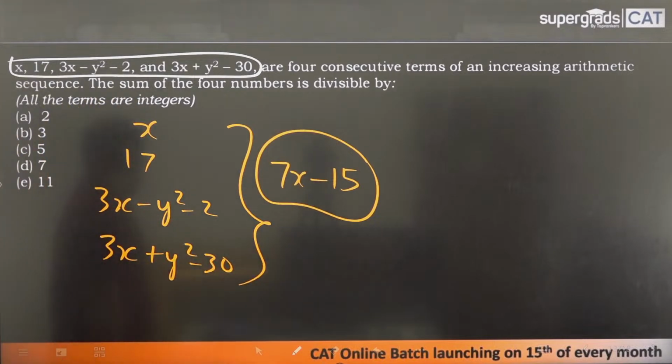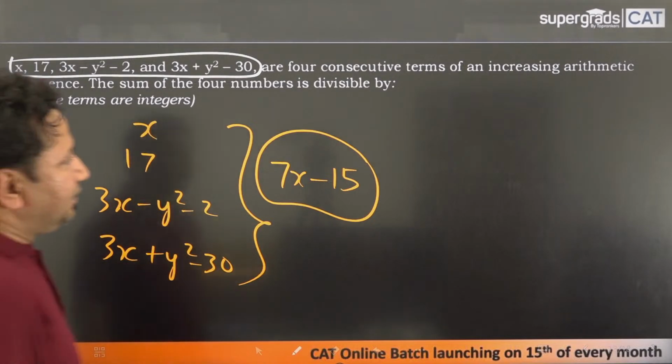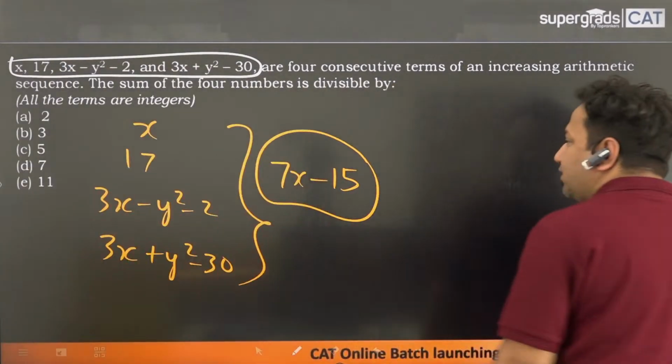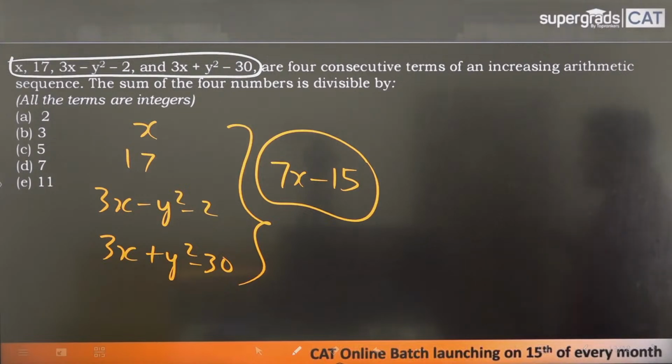And 7x minus 15 will be divisible by what? Tanu has given the reply. If using summation formula in mathematics, then there is n is equal to 4. Okay, I think I got what you said. So 7x minus 15 is what we get.